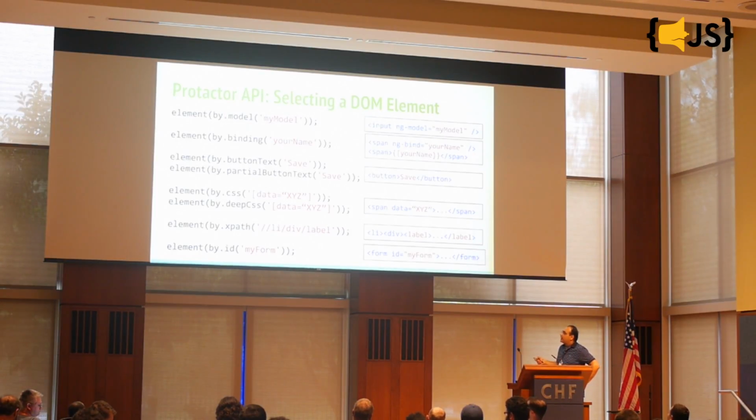And then we have the XPath and the ID ones. If you have a well-formed XHTML document, you can use XPath to pick your elements using XPath expressions. And ID one, this is pretty common.